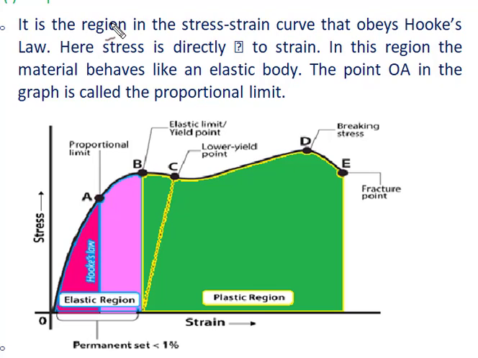The first point is the proportional limit. In this region, the stress-strain curve obeys Hooke's law. Here it obeys Hooke's law, that is, the stress is directly proportional to strain. In this region, it behaves as an elastic body. The region O to A is called the proportional limit.